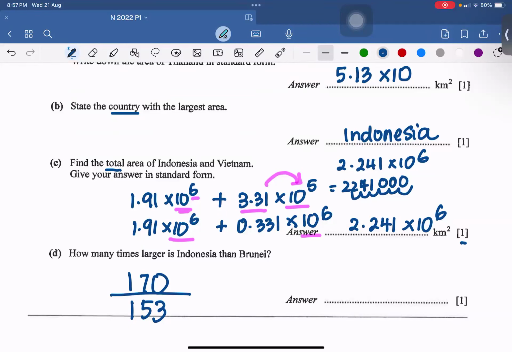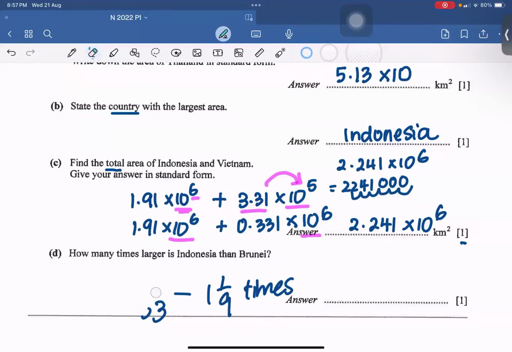Okay, you are taller than me, right? So I take your height, divide by my height. So 170 divided by 153. You are 1.1, wow. 1 and 1/9 times taller than me. Okay, I see, for example.